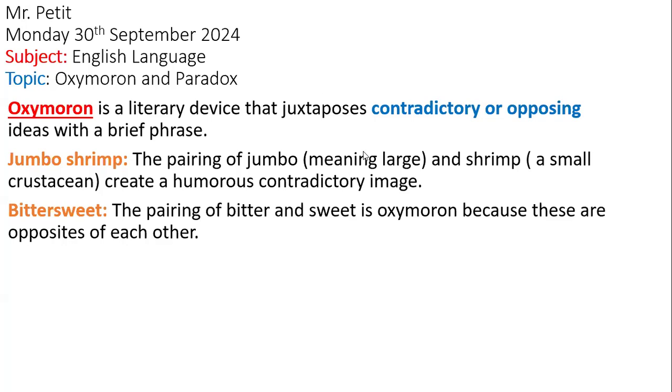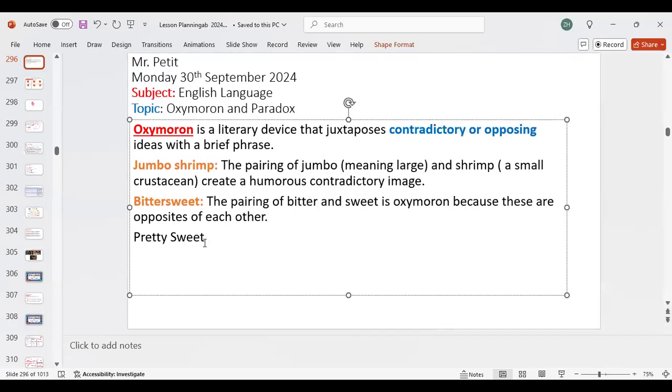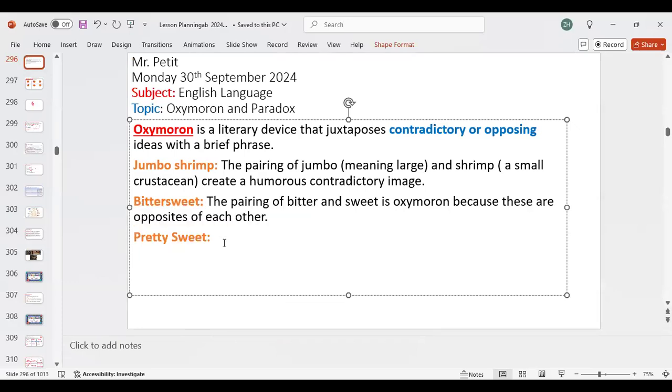Let's write that down. What is pretty ugly? What about dark light? What about Big Bob? I don't understand. Mr. Petit, what about exact estimate? What about open secret? Open secret could work. Yes, for sure. A hot fan or a heater fan? Sweet instead of ugly.